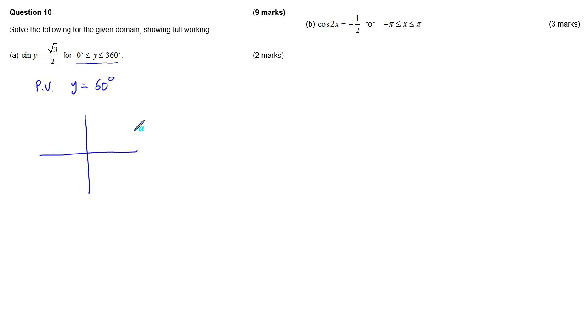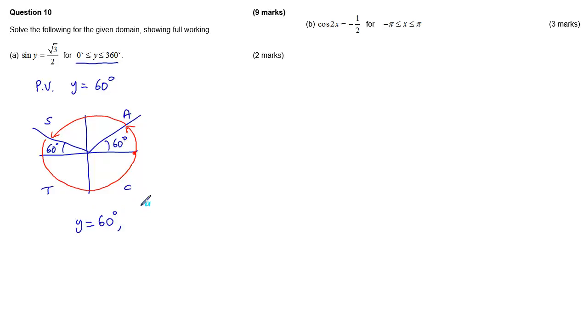We're going from 0 to 360. So if we get up our CAST diagram, it's a sine, it's positive, so we're going to have 60 degrees here, and the other one will be in the S, 60 degrees here. If we're going from 0 to 360, we start at 0 and go around once, so we can see where our solutions are, and we get that y is 60 degrees, or y is 120 degrees.